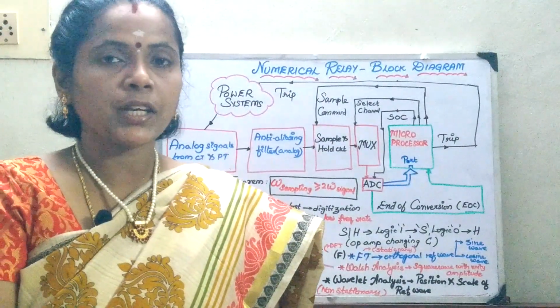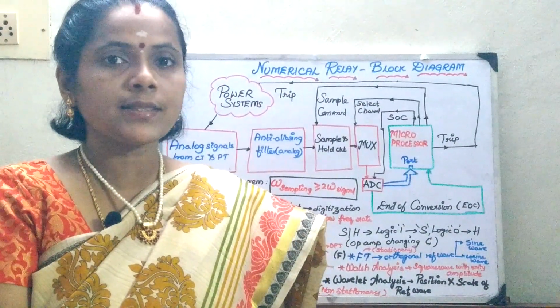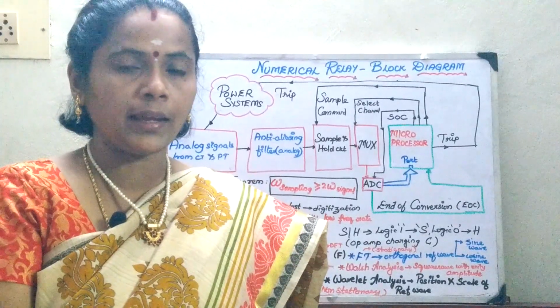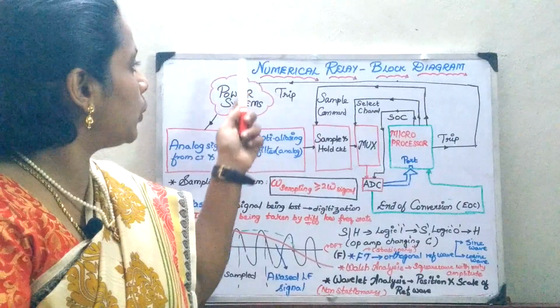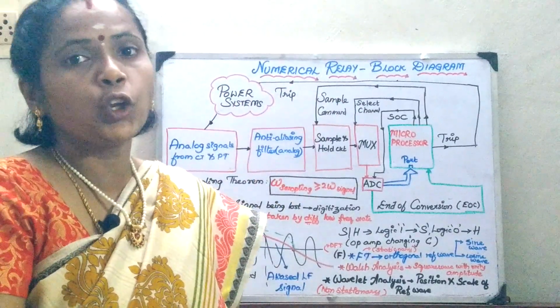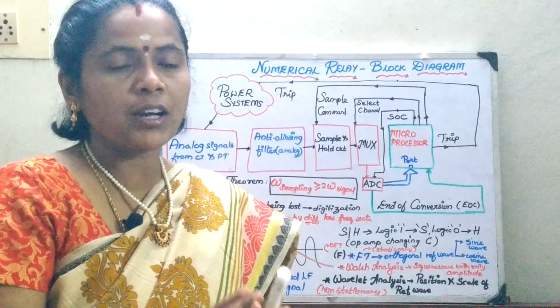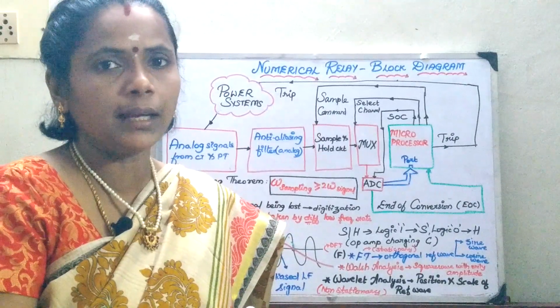In the last session, we have seen the development strategy for the numerical relay. So, in this session, we will see the block diagram or the working principle of a numerical relay. What is the functional block diagram of a numerical relay?